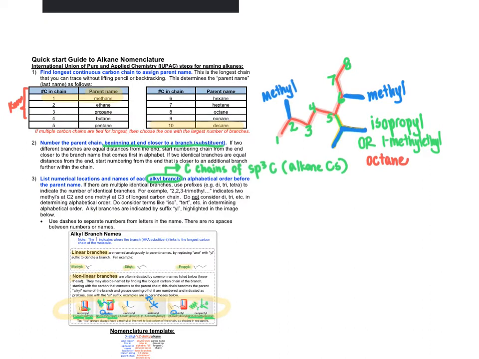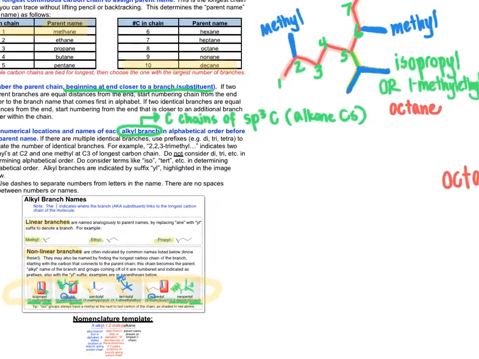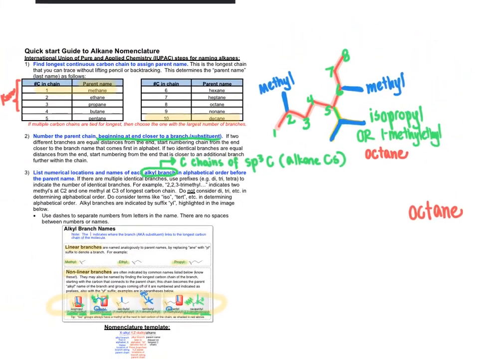So the parent name for the molecule is going to be octane, like we said. That's going to be at the very end of the name. I'm going to rewrite that name down here so we have a little more space. So octane is the parent name. Then we go from there with naming the alkyl branches. When we list the names of the alkyl branches in the molecule, those are going to come before the parent name, octane. And we're going to list those in alphabetical order in the name of the molecule.